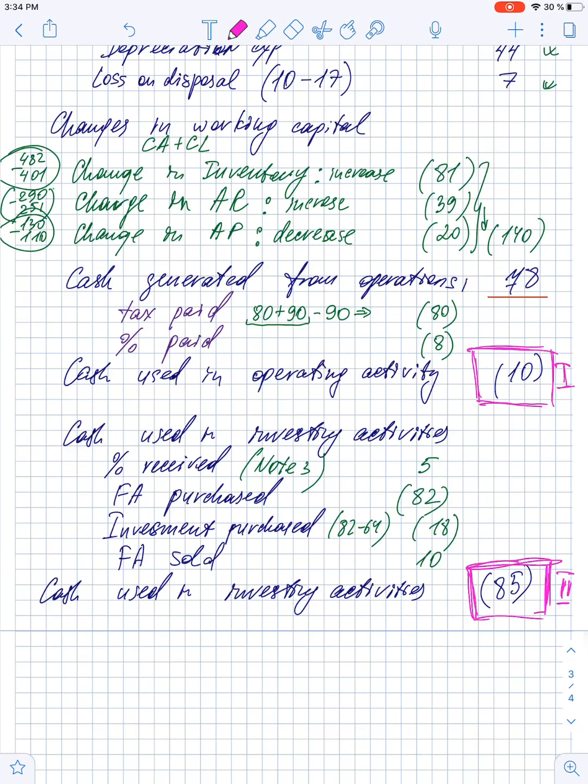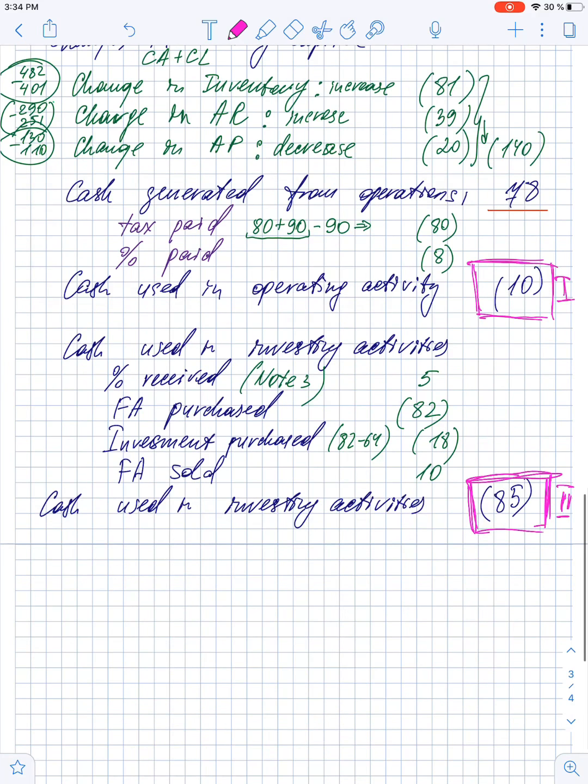Section 2 of cash flow. And the last section of a cash flow statement is the cash used in financing activity. Financing activity describes the sources to finance your business. Normally these are equity, so we have to consider here share issue and dividends payment, and borrowings, long-term debt.